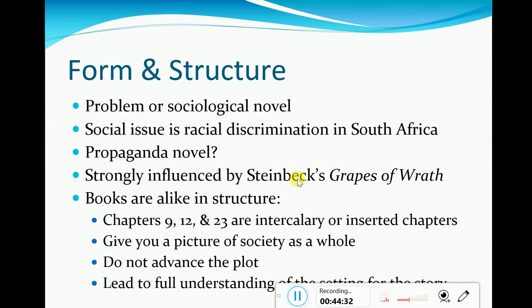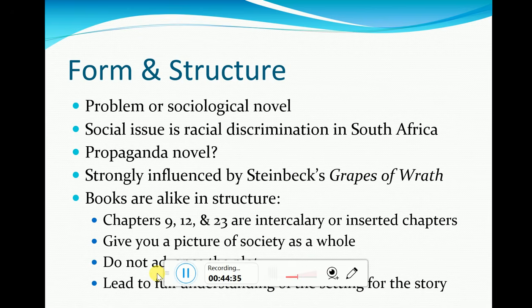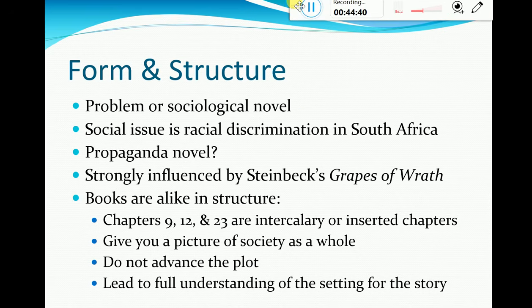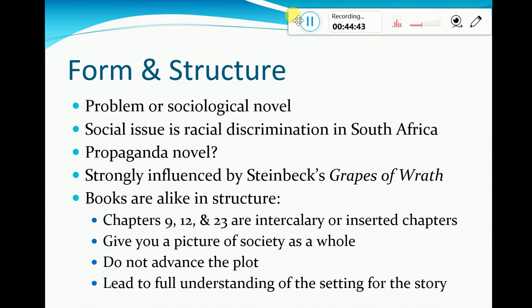Now, let me pause here before we go to the form and structure. The characters that I've just mentioned are main characters, but when you read a plot, grade 12s, don't forget about the flat characters. Flat characters are characters that are not there from the beginning up until the end, but they are featured here and there, such as Carmichael, who is the lawyer for Absalom, such as Mrs. Dubula, who helped to accommodate Reverend Stephen Kumalo when he came to Johannesburg. These are flat characters that you must not forget.